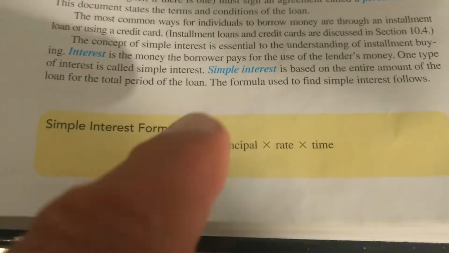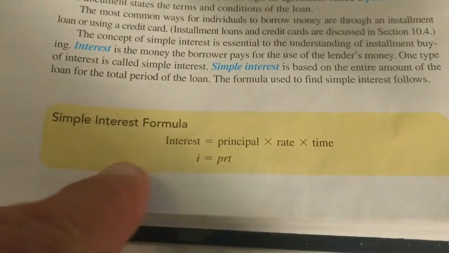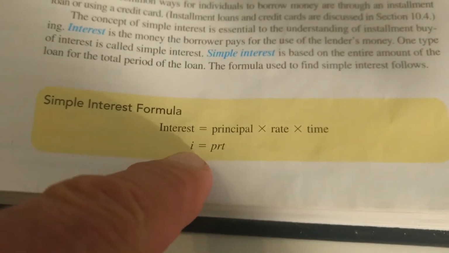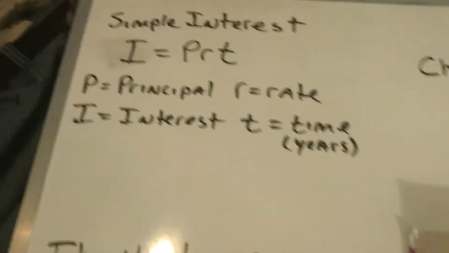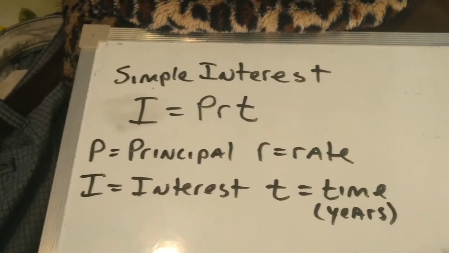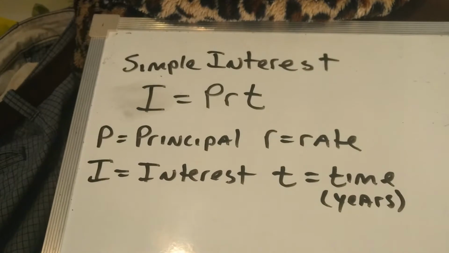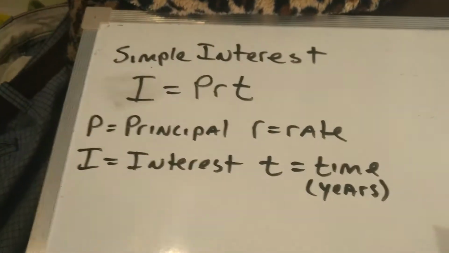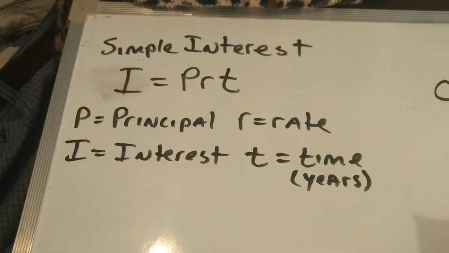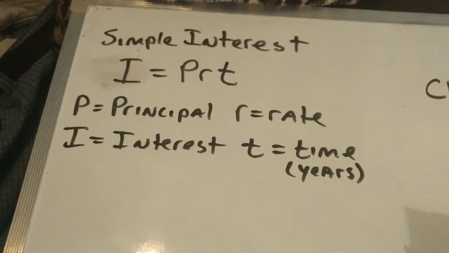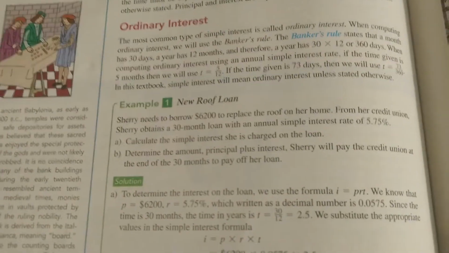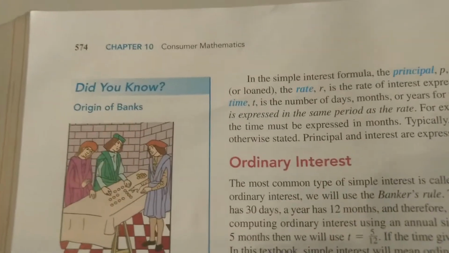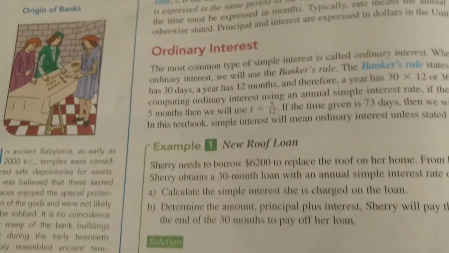Then we get into simple interest. Simple interest is a formula you've probably commonly seen as I = PRT. When we talk about simple interest, I represents interest, P represents principal, R represents rate. Remember, rate must be in decimal form. T represents time, which is in years. Let's look at some example problems dealing with simple interest. This is on page 574 of your textbooks.